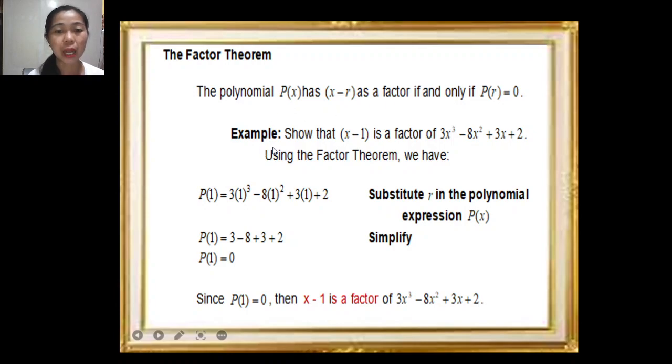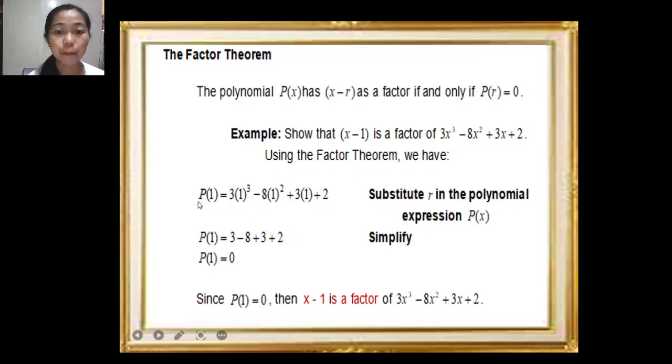So, ito yung example. Paano ba natin ma-determine kung yung binomial ay factor ng polynomial? So, let us show that x minus 1 is a factor of 3x cubed minus 8x squared plus 3x plus 2 using factor theorem. So, sa factor theorem, i-apply natin si remainder theorem. That if we have a binomial x minus 1, itetest natin kung ito ay factor, gagamitin natin yung value of r nito. And the value of r here is positive 1. And i-replace natin lahat ng value ng x noong polynomial by 1.